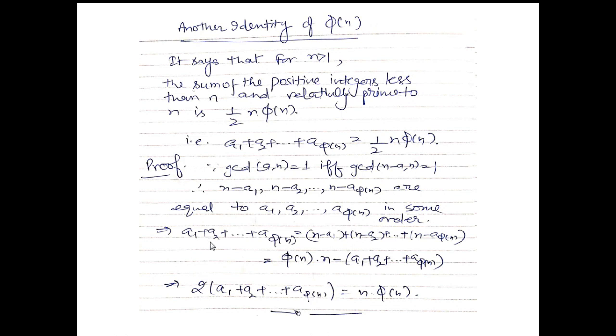So this implies that a1 plus a2 plus up to a phi n is equal to n minus a1 plus n minus a2 plus and so on, because they are congruent to each other. So we can add them and we get this. Here n plus n, phi n times, so we get n into phi n, and minus, taking minus common, a1 plus a2 plus up to a phi n. So a1 plus a2 plus up to a phi n, take this bracket to the left hand side, we get 2 into a1 plus a2 plus up to a phi n is equal to n into phi n, and we get the result.